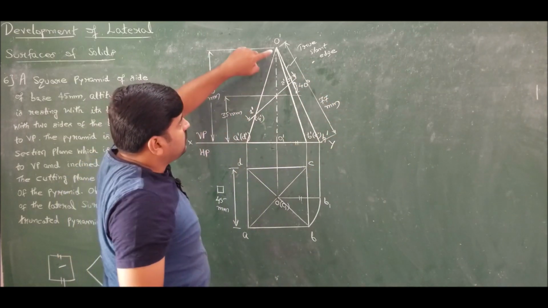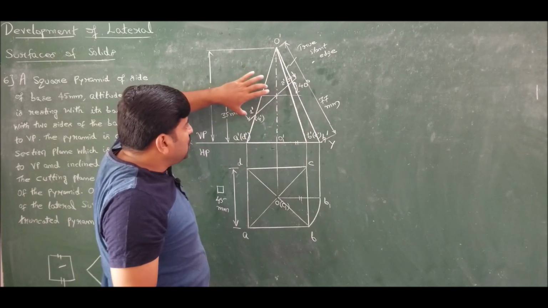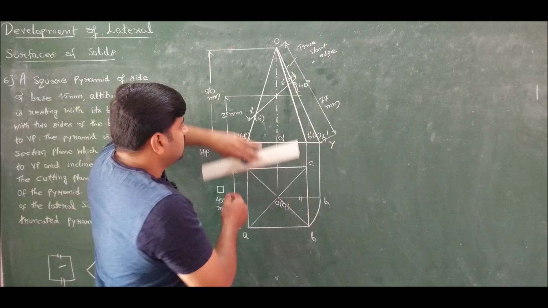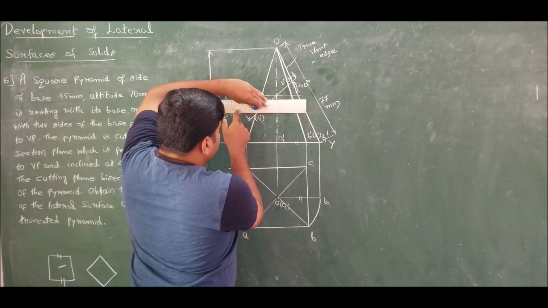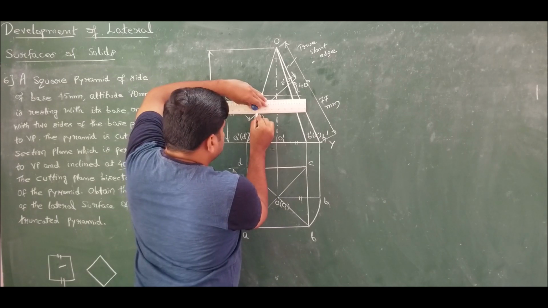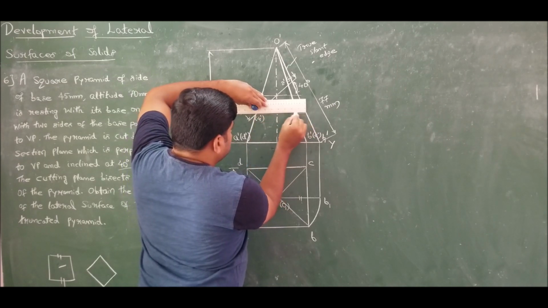So since I should make use of O dash to B1 dash, transfer all these points 1 dash, 2 dash, 3 dash, 4 dash to O dash B1 dash. That is, transfer this to O dash B1 dash. Transfer this to O dash B1 dash.